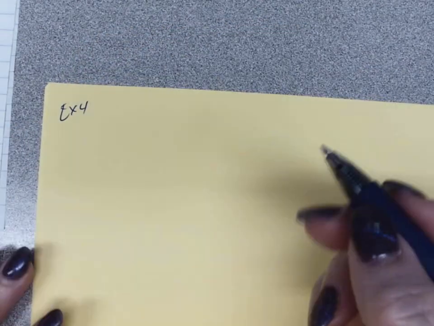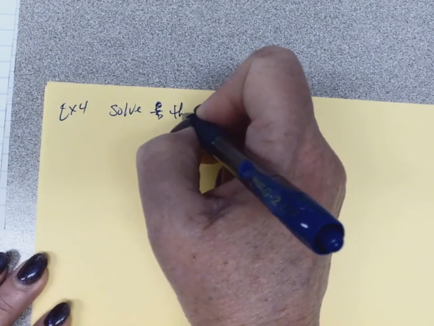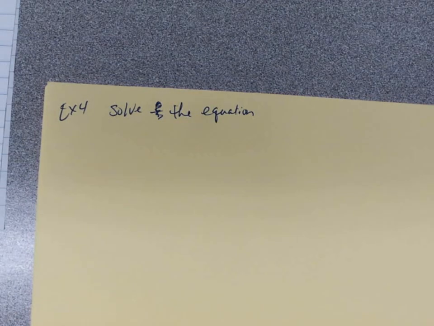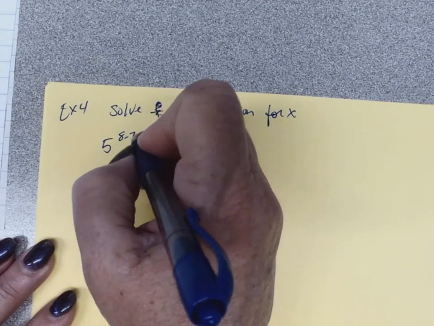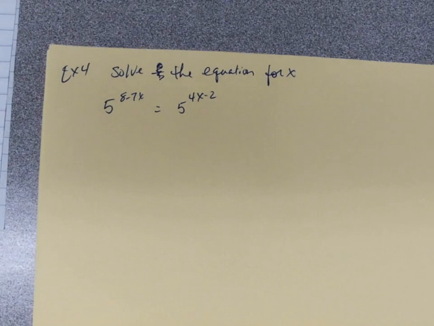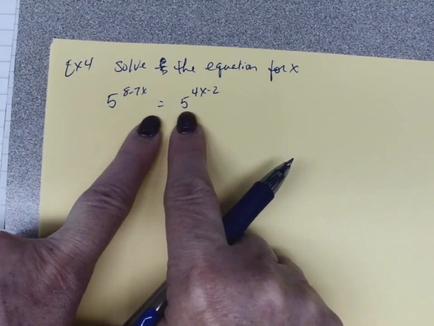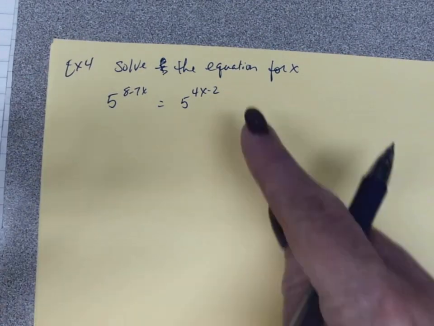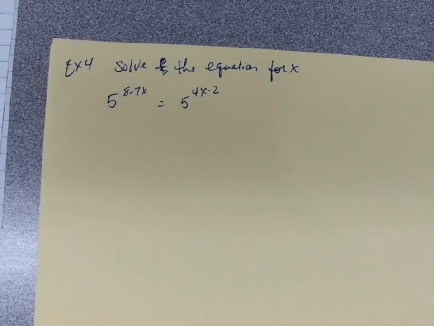So this is example 4. So we're just going to solve the equation. We're actually solving it for x. So if we have 5 to the 8 minus 7x equals 5 to the 4x minus 2, what we're stating here is if 5 is raised to different powers, but they're set equal to each other, those powers have to have the same value. Because if we have 5 squared, it has to equal 5 squared. It cannot equal 5 cubed because it would be a different answer.